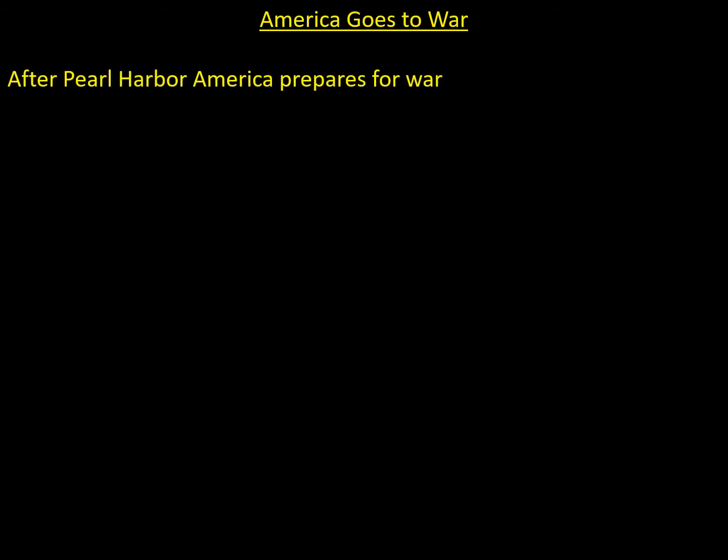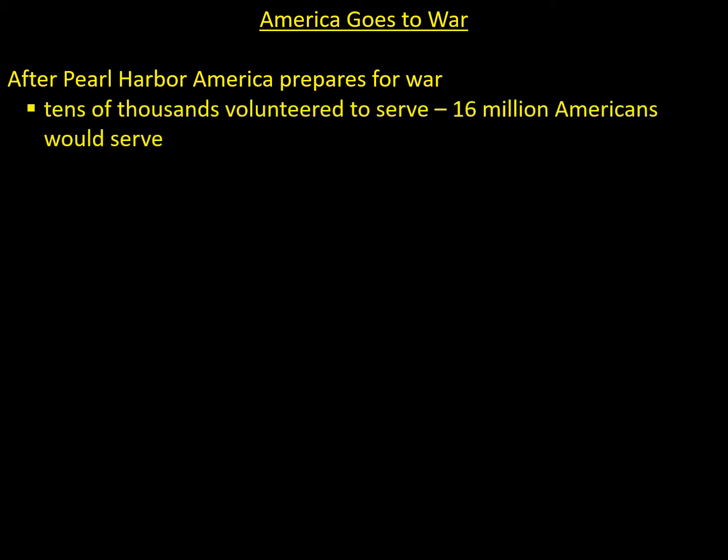Now, after Pearl Harbor, America prepares for war. Tens of thousands volunteered to serve, and by the end of the war, 16 million Americans would serve in the armed forces. U.S. soldiers were called GIs, government issue.